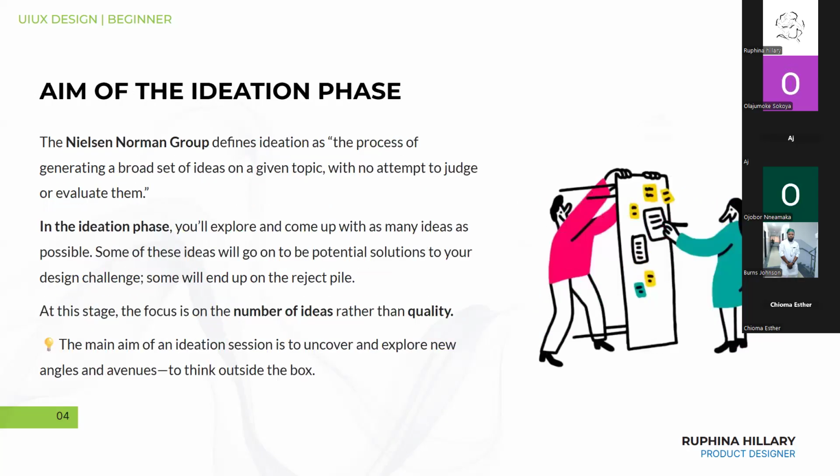So the Nielsen Norman Group defines ideation as the process of generating a broad set of ideas on a given topic, with no attempt to judge or evaluate them. So it's a two-step process. It involves two things coming together. You are generating a set of ideas while making no attempt to judge or evaluate them.